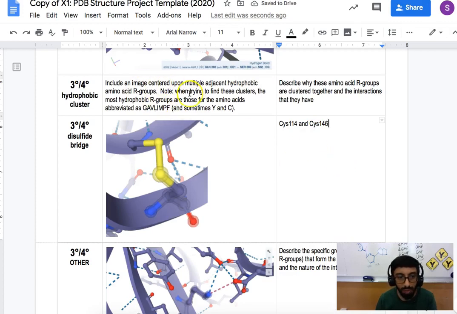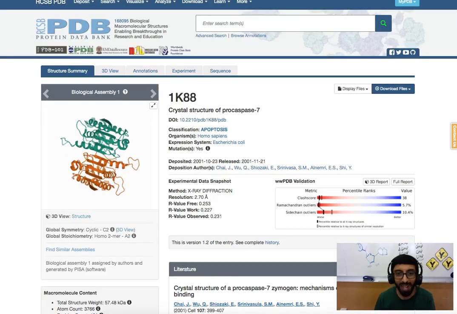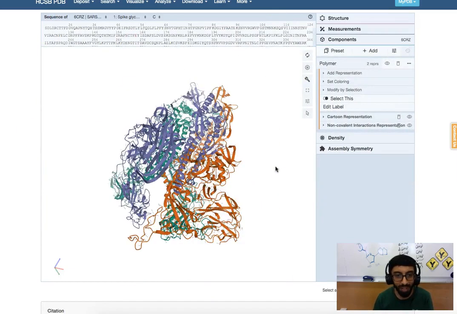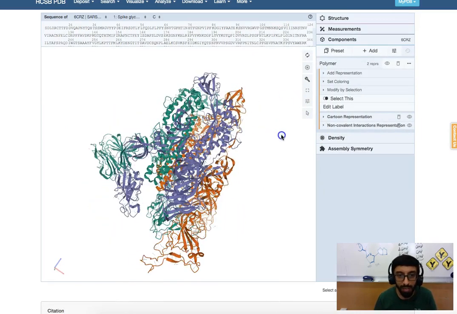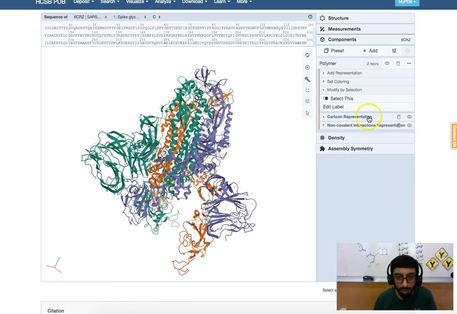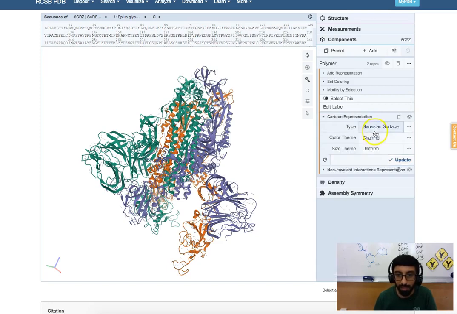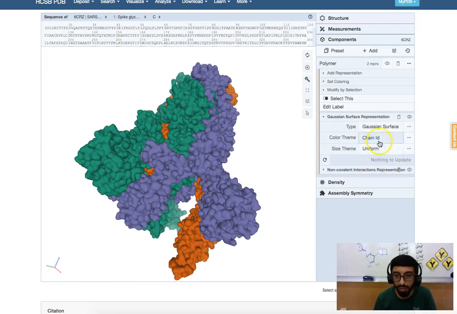Okay, next, hydrophobic cluster. This video is taking too long. Hydrophobic cluster. The way to find these, you could do it manually, which is going to be kind of annoying. But I'm going to show you a way of cheating this to make it a little bit easier. Instead of cartoon representation, let's edit this and switch from cartoon to, let's see, Gaussian. Update that.